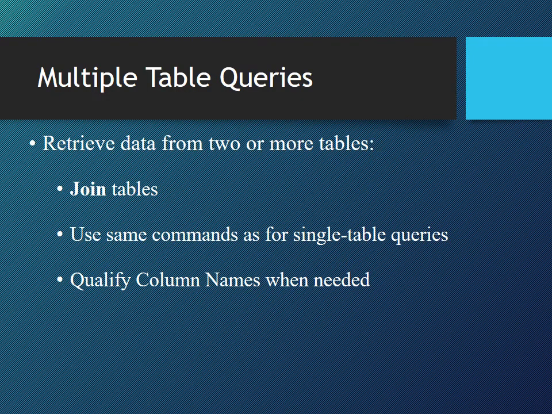When working with multiple table queries, you are retrieving data from more than one table. You do this by connecting or joining the tables that have common keys, the primary key foreign key relationships. When a query is referencing more than one table at a time, there is a chance that the two tables might have the exact same column names. When this is the case, you will need to qualify the column names by putting the table name followed by a period before the column name that needs to be qualified.